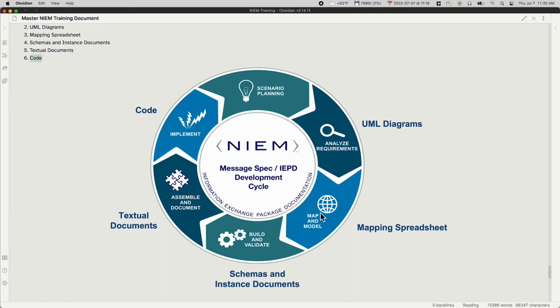You'll notice the diagram is a circle because after you've implemented, it pops back into scenario planning. Well, that's because the things you learn one cycle are going to help you when you later make a new version down the road, and you'll go back into scenario planning knowing what you know, and it feeds itself.